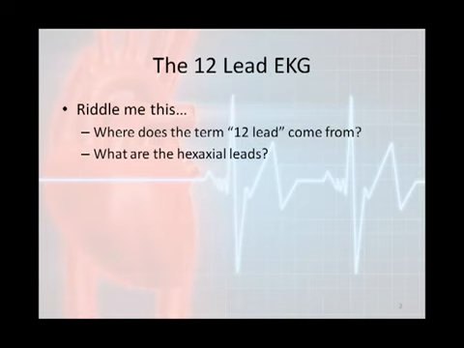What are the hexaxial leads? We have two different kinds of leads actually. We have hexaxial leads and precordial leads. The hexaxial leads are the leads that you get whenever you place limb leads on the patient.